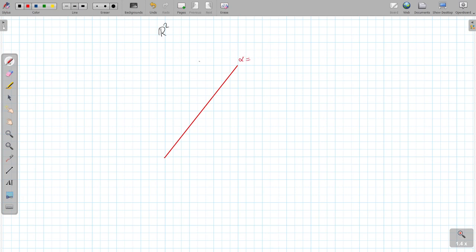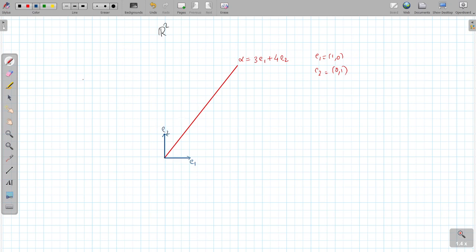alpha is equal to 3e1 plus 4e2, where e1 and e2 are standard bases. e1 is equal to (1, 0) and e2 is equal to (0, 1). So I draw the vectors e1 and e2. This is e1 and this is our e2. Okay, these are the two vectors e1 and e2.